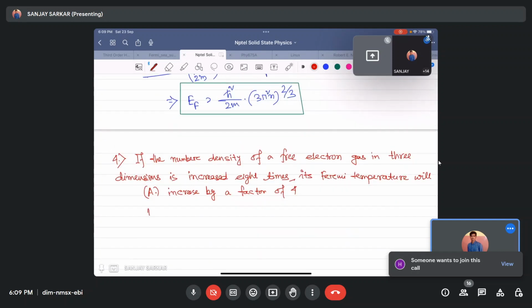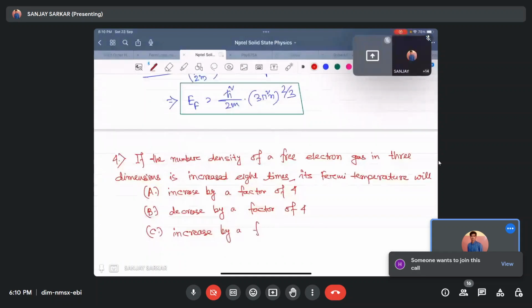B is decreased by a factor of 4. C is increased by a factor of 8. And D is decreased by a factor of 8.